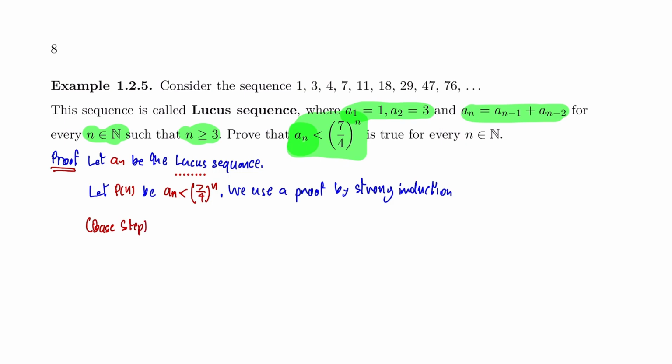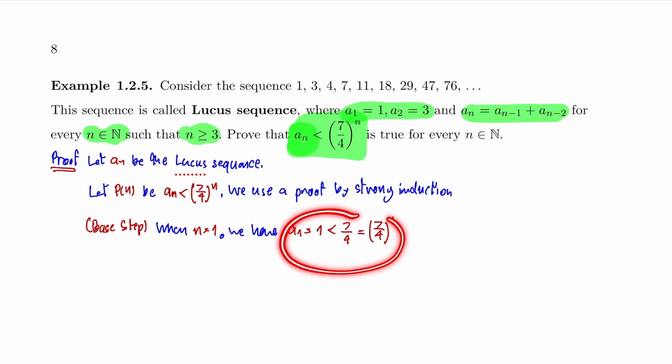So we start with the base step. For the base step, I want to plug in the values of n, starting from 1 and 2. When n is 1, what do we have? We will have a_1, and a_1 is 1, which is less than 7/4, and 7/4 is 7/4 raised to 1. So it satisfies the inequality, so P(1) is true.